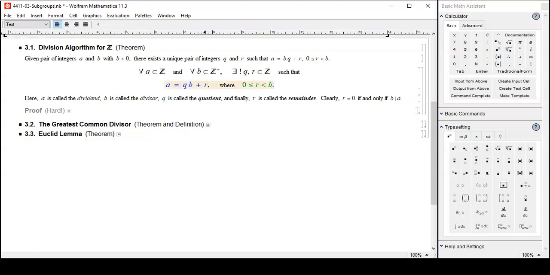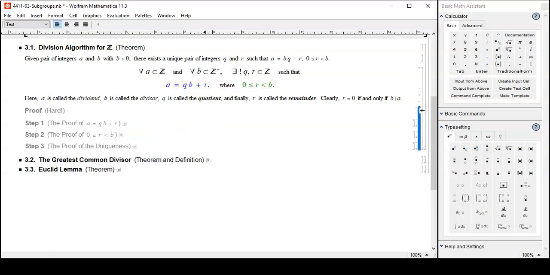The existence of q and r and their uniqueness. The proof is actually really hard. It consists of 3 steps according to this proof. There can be other proofs too, but this is the version I know.